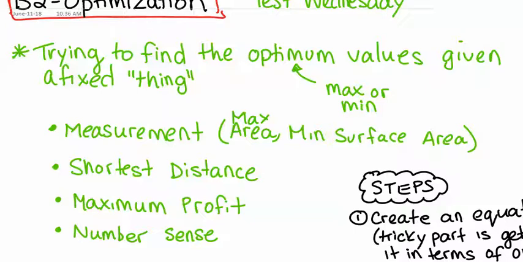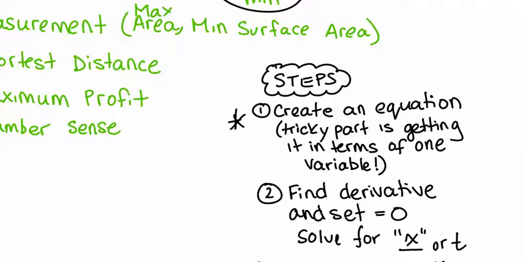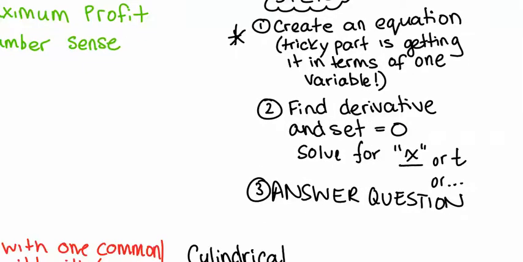The whole of B2 is about trying to find the optimum values, like the max or min of something, given a fixed amount. We categorize things into categories: measurement, distance, profit, revenue, and number sense. We solve each question in a similar way. We create an equation, which is definitely the trickiest part, in terms of one variable, then we find the derivative of that equation and set it equal to 0.